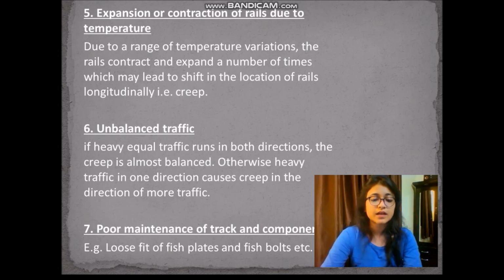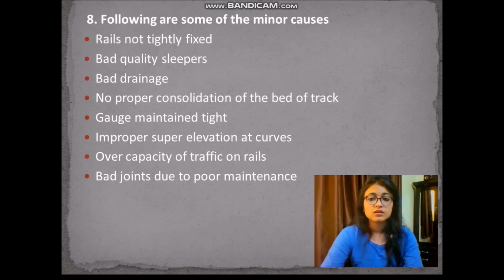Poor maintenance of track and components. And some minor causes: joints are not properly fixed, rails are not fixed, quality of sleeper is not proper, proper consolidation of the bed of the track is not there, it's not properly consolidated, and over capacity of traffic, bad joints. These are some of the minor causes of the creep.